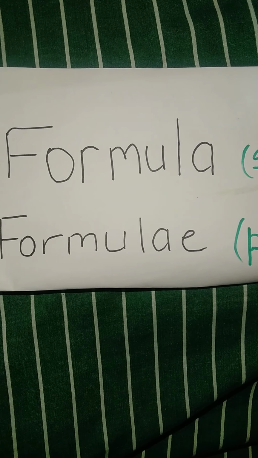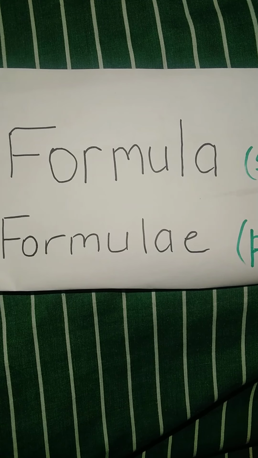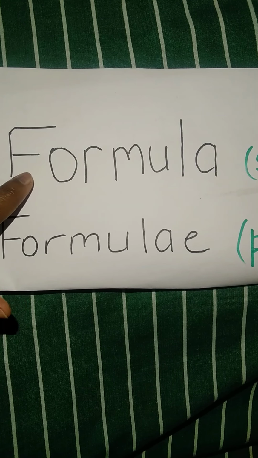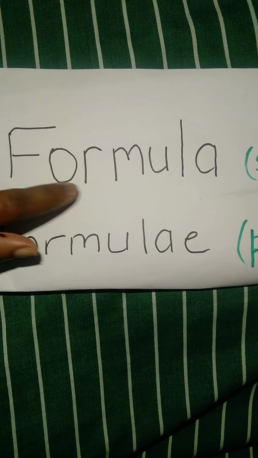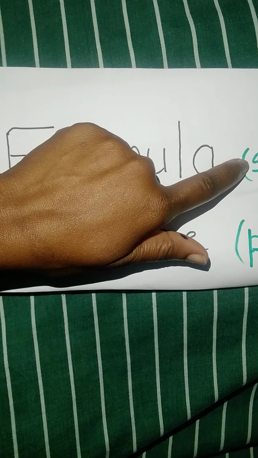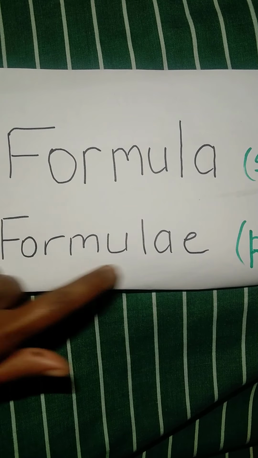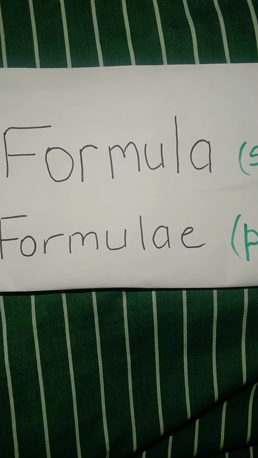Now I want you to take notice of these two words here. They're very, very important when it comes to math. Now this first word, we all know it, formula. This second word, we know it as well, it's formulae. Both are related. What's the difference? Formula is a singular word, and formulae is plural. But what is a formula?